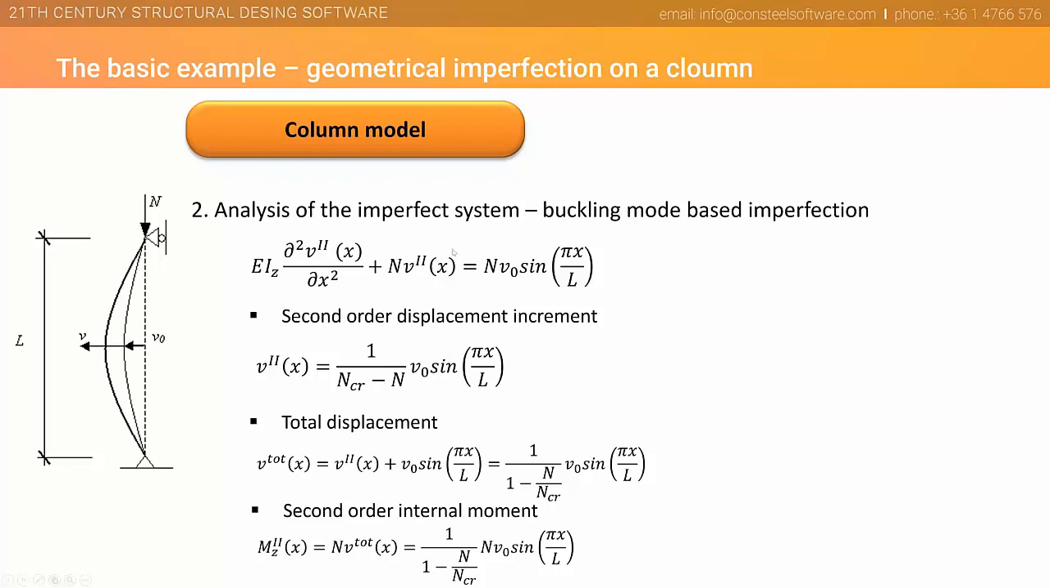So we have this second order. What we are looking for is the second order displacement of this column. We have an amplitude here with a half sine wavelength. This is shown here. So this is the original imperfect shape of that column, and this imperfection is equal to a buckling mode shape. Then we can calculate the second order displacement increment due to this shape and the compression force subjected at the top of that column. Solving these equations with the elastic critical load level, we get this relationship for the second order displacement increment, which is a very suitable handling of the second order effect.